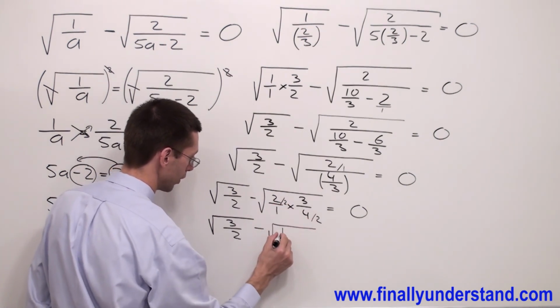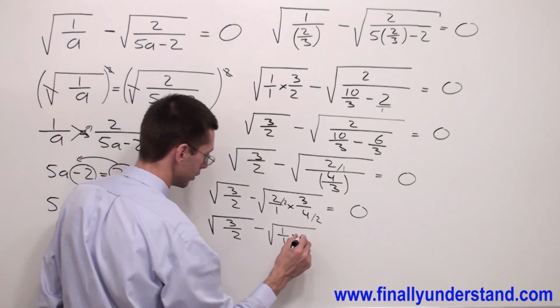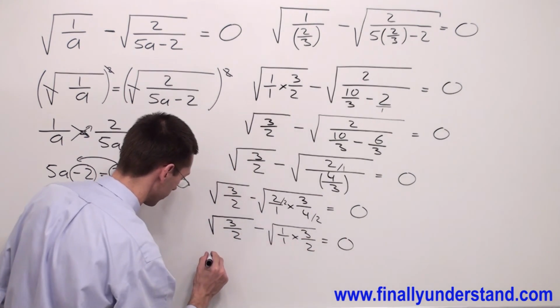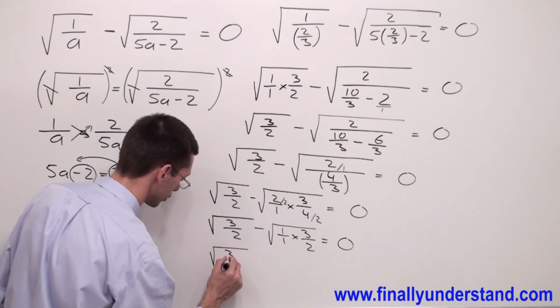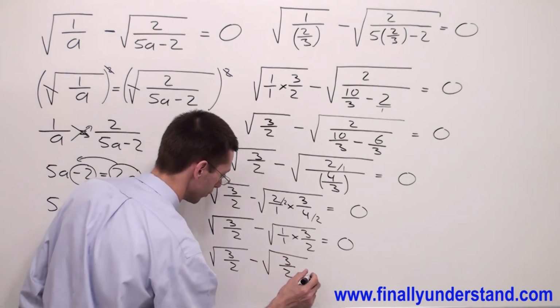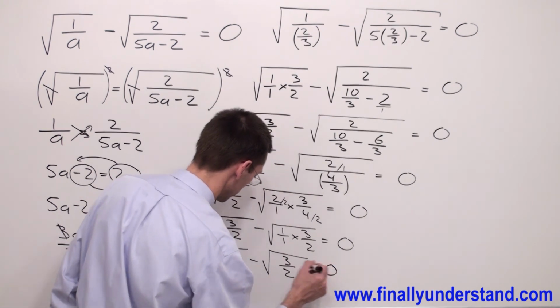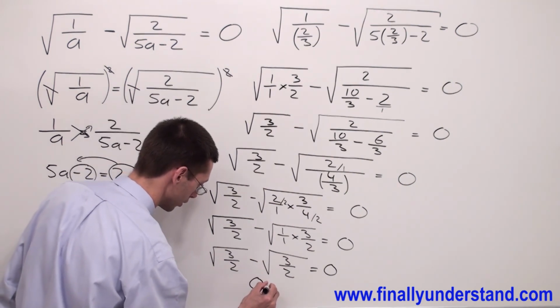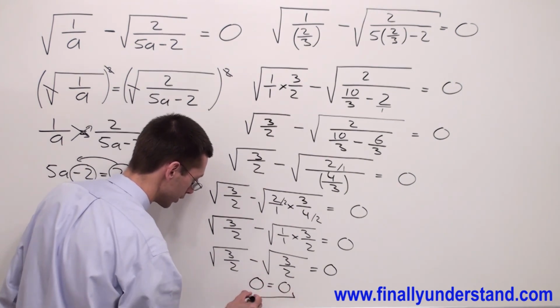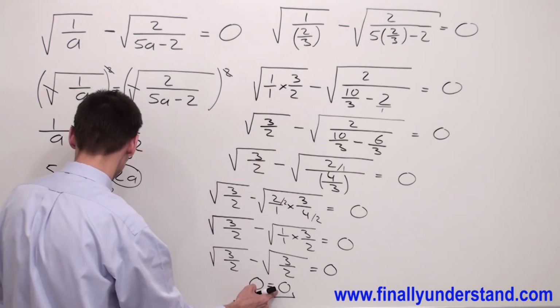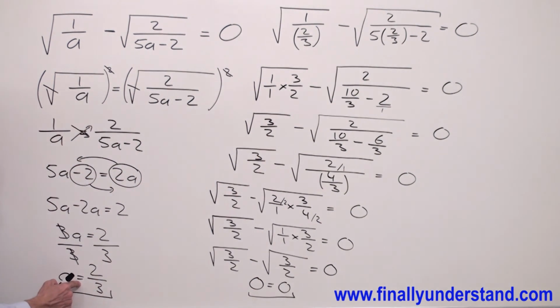Square root 1 over 1 times 3 over 2 is equal 0. I have square root 3 over 2 minus square root 3 over 2 is equal 0. Square root 3 over 2 minus square root 3 over 2 is equal 0. As you can see, the left side of my equation is equal to the right side of my equation. That's why a equals 2 over 3 is the solution to my problem.